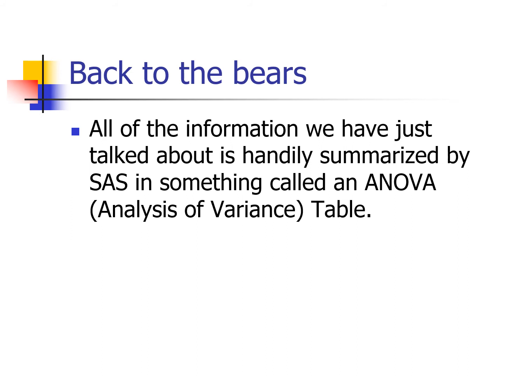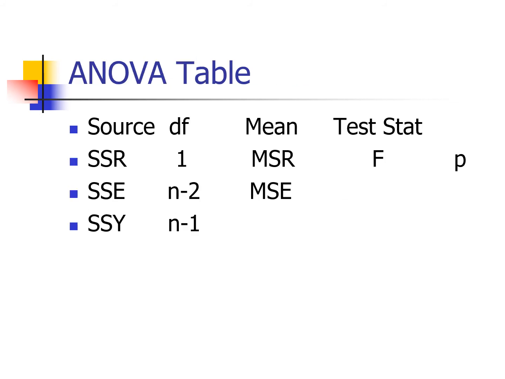All of the information that we've just talked about is very cleverly summarized by something called an ANOVA table. ANOVA is just an acronym for analysis of variance. The ANOVA table works like this. You have these three different pieces, which is what we started this lecture talking about: you have your SSR, you have your SSE, you have your SSY.